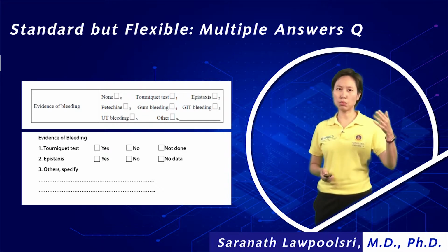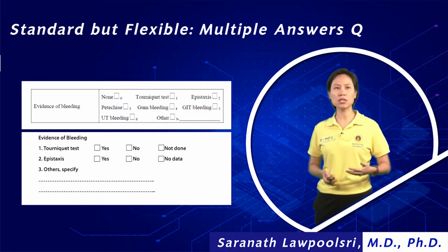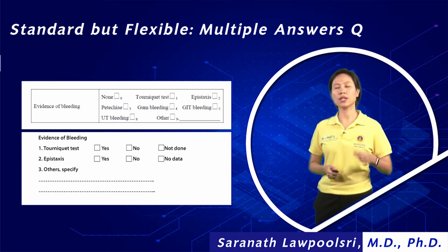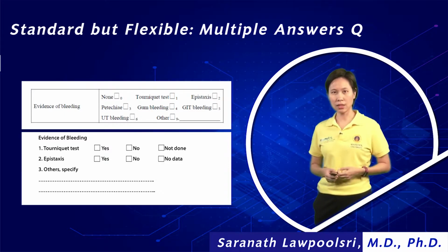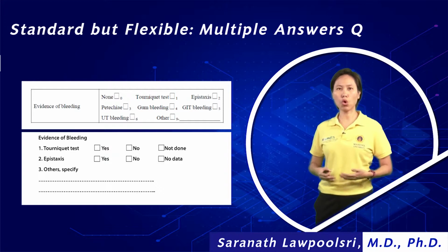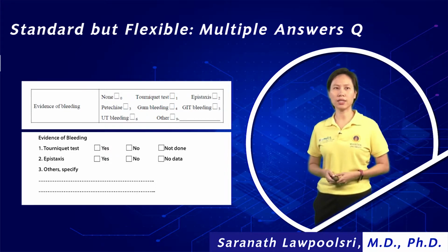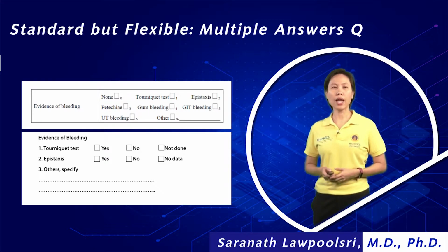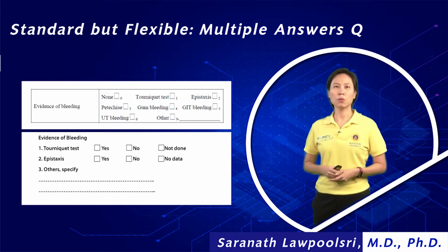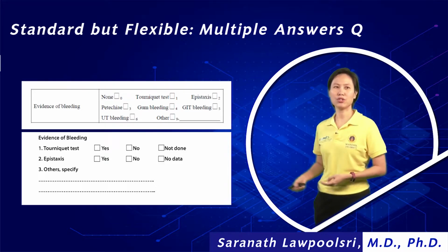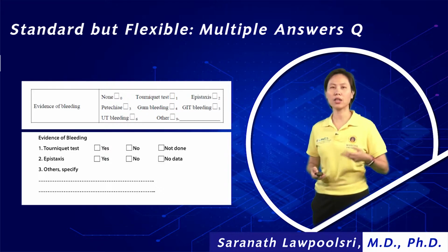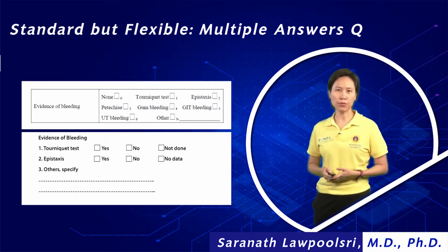For example, you break down all of the conditions. For example, tourniquet test: yes, no, or not done. So this will create more valid information in your data collection. And for the others, there can be many conditions. Sometimes people may have three or four other conditions, so you need to provide enough space for people to fill out the form.